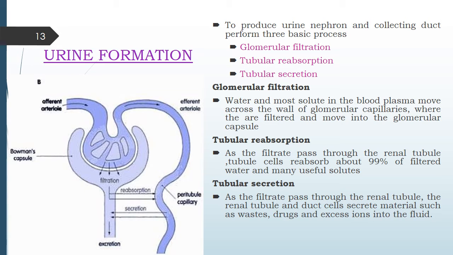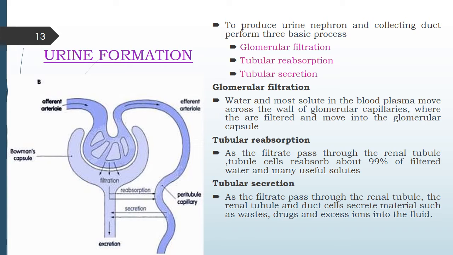glomerular capsules. In tubular reabsorption, as the filtrate passes through the renal tubules, the tubule cells reabsorb about 99% of the filtered water and many useful solutes. In tubular secretion, as the filtrate passes through the renal tubules, the renal tubule and duct cells secrete materials such as waste, drugs and excess ions into the fluid.